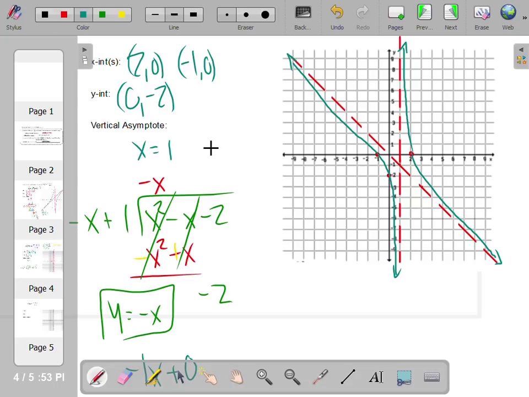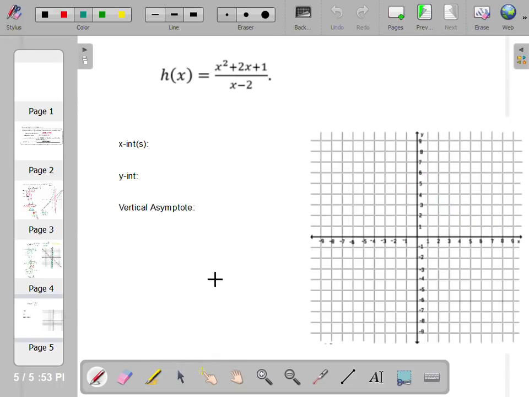You can graph it in Desmos to confirm, but it's not that difficult once you understand how to get the slant asymptote, and if you're good at long division, it shouldn't be a big deal. Let's do one more together.